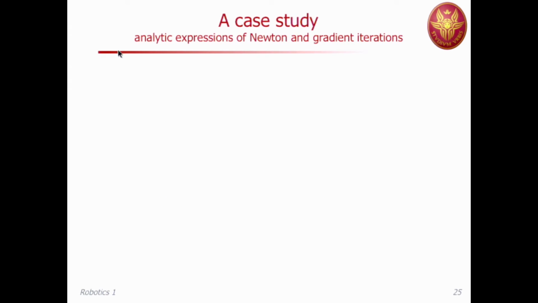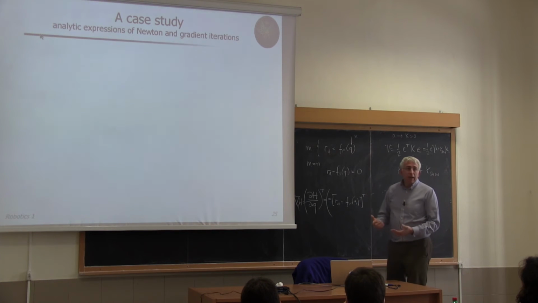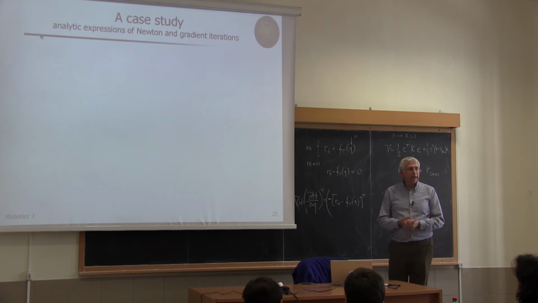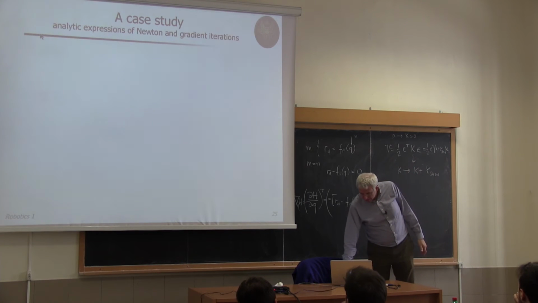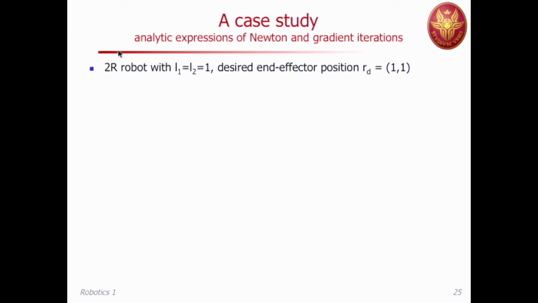So let's do a case study first, an analytical case study. I will write down the equations that you need to implement with the Newton method or with the gradient method for a specific case. For instance, suppose that we have, no wonder, our good old friends, the planar 2R robot with equal link length. So very simple case. Length equal to 1, just because I don't want to carry things. And suppose that the desired end effector position is 1, 1.